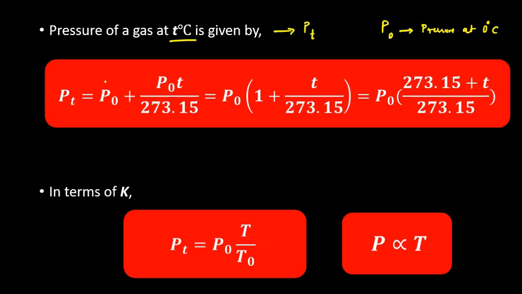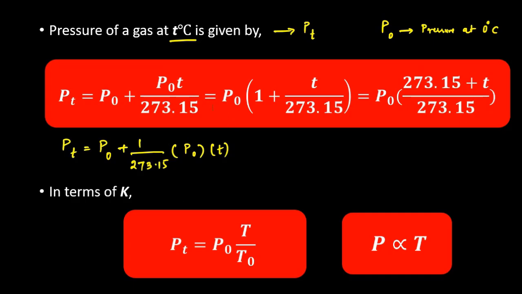So it can be rewritten as: pressure of a gas at T degrees Celsius is equal to pressure at 0 degrees Celsius plus 1 by 273.15 into P0 into T. That is 1 by 273.15 of the pressure at 0 degrees Celsius for every 1 degree Celsius rise or fall of temperature. As we are concerned with the rising thing, that's why the plus sign. If it is falling, then it is negative. So this is the Gay-Lussac's law mathematical expression.